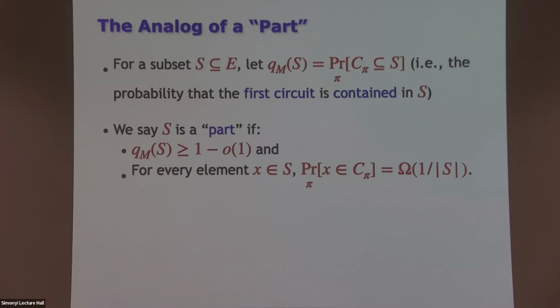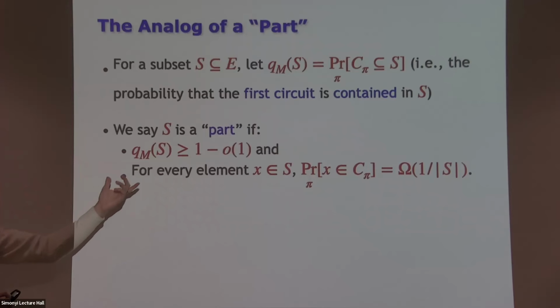If we just had that condition, it would be pretty trivial to find a part in the matroid. You could even just say that the entire matroid is the set S. So importantly, we also have this secondary non-triviality condition for the set S, which says that when you do your random circuit experiment, every element x in your part S has to appear with non-trivial probability in these circuits.